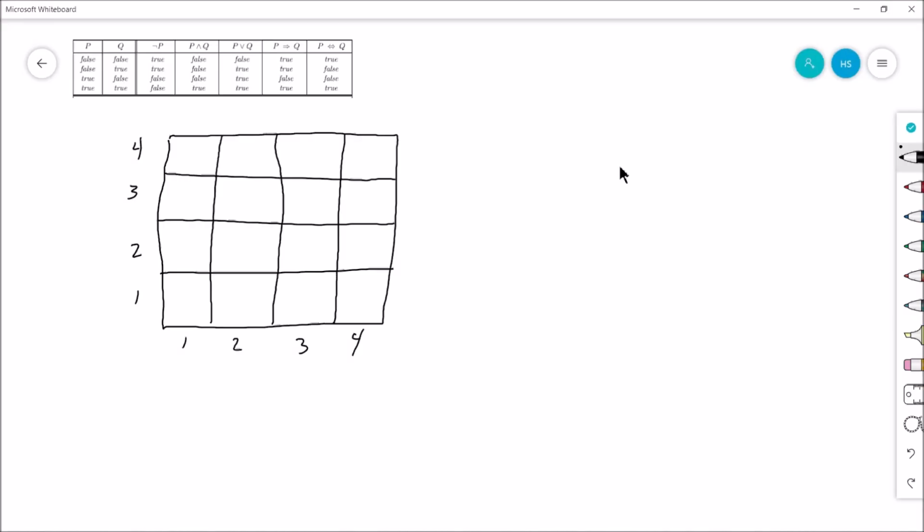Hi guys, I'm back with another example of that truth table enumeration algorithm that we studied in the previous video. I want to get another crack at it, just in case the previous example wasn't clear enough.